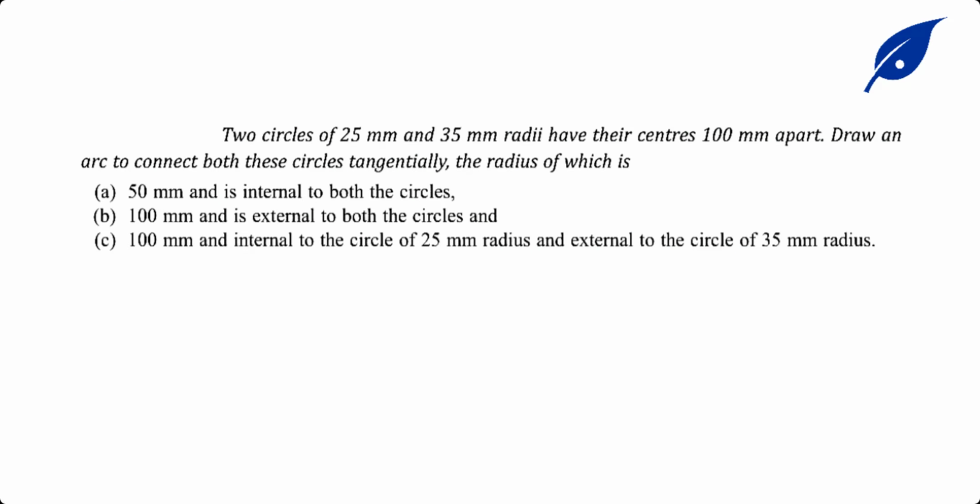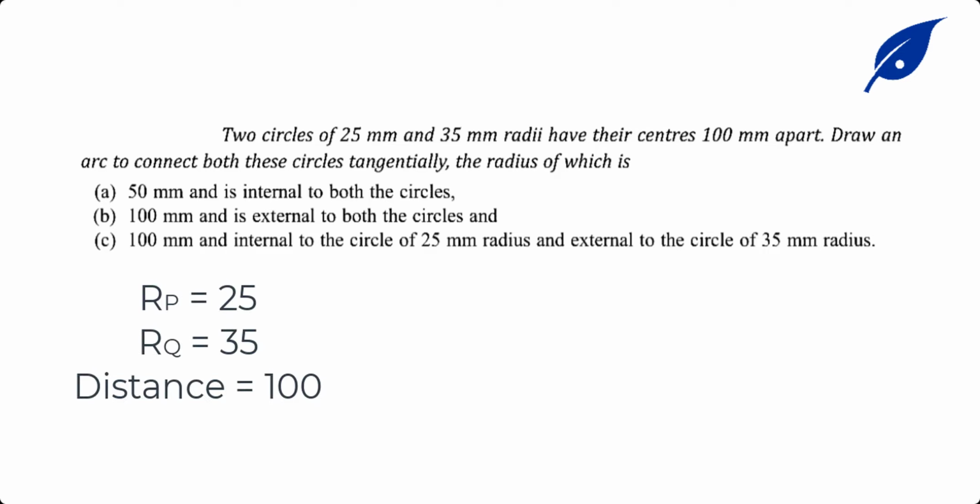Welcome to another lesson. In this lesson, we're going to consider two circles of 25mm and 35mm radius that have their centers 100mm apart. Draw an arc to connect both of these circles tangentially, the radius of which is 50mm, and it's internal to both of the circles.